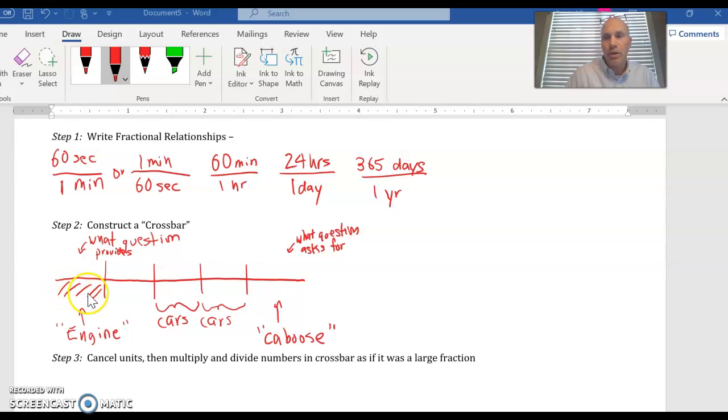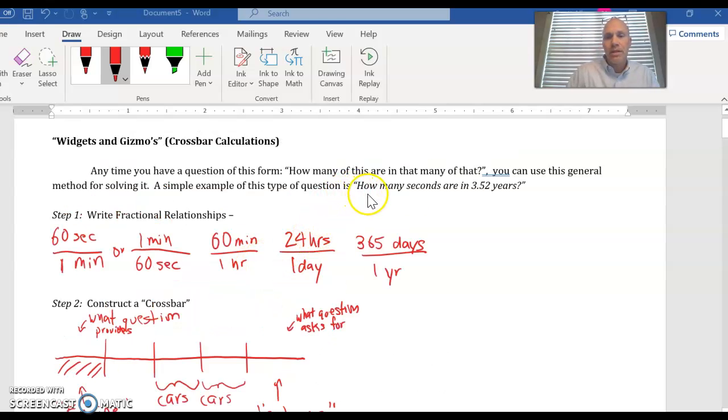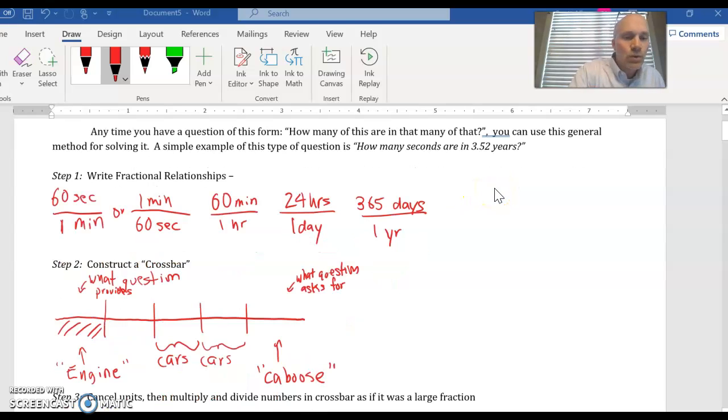Below the bar is always going to be blank. If you just want to cross it out, that's fine. What's always going to be in the top left right here is what the question provides. This section right here, top and bottom, is what you can consider the caboose. What you're going to have in the top right is what the question asks for. The question that we had is how many seconds are in 3.52 years? So what's provided in the question? We're provided with 3.52 years. So that's what's going to go right here.